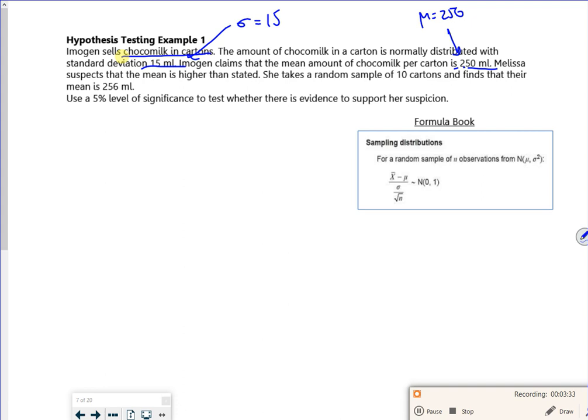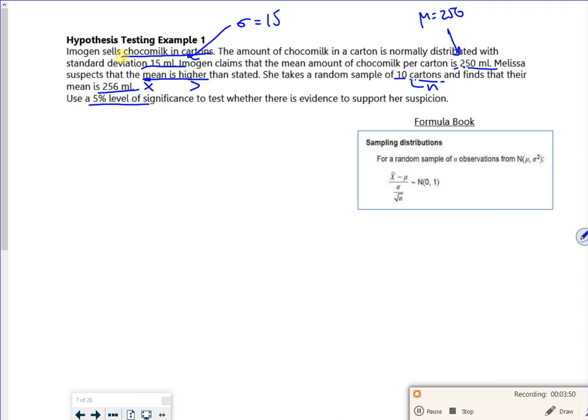15. So Melissa suspects that the mean is higher, so I'm thinking, okay, bigger. She takes a random sample of 10, so n is 10, and finds a mean of 256, so that's an x bar. Use the 5% significance level to test it.